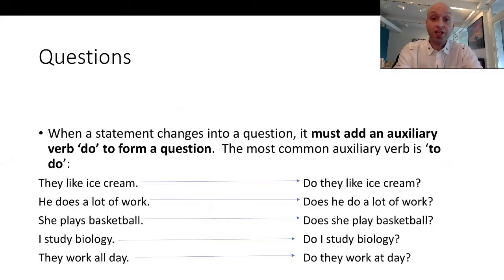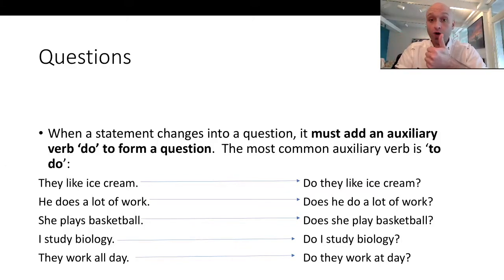When a statement changes from an affirmative or negative into a question, we add the auxiliary verb of either do or does, just like we do in the negative. For example, if we wanted to change the statement of they like ice cream into a question, it would change into do they like ice cream?